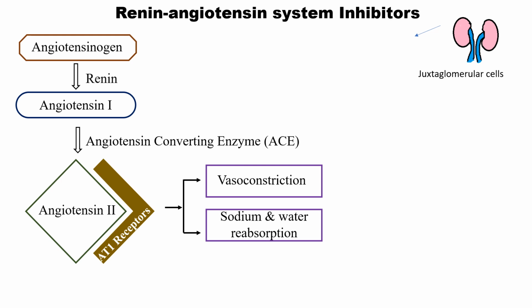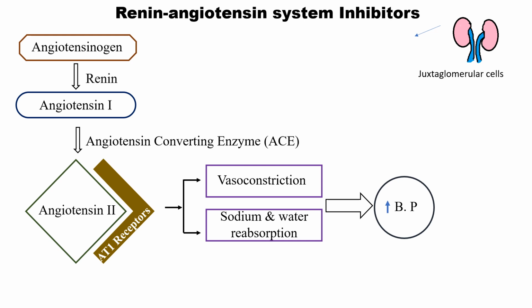Vasoconstriction is nothing but contraction or constriction of blood vessels, or we can say a narrowing of blood vessels. In the case of sodium and water reabsorption, sodium and water enter into the kidneys for elimination, but rather than being eliminated, these sodium and water are transported back to the blood. That increases plasma volume. All these effects finally lead to increased blood pressure. Now the question is, how are ACE inhibitors helpful in the treatment of congestive heart failure?